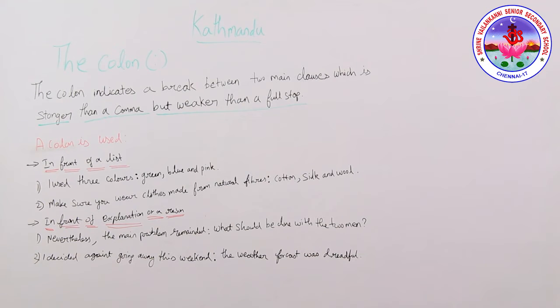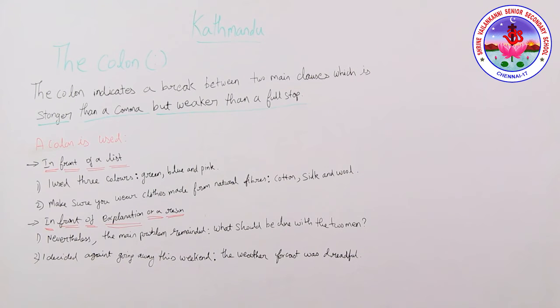Now, as you can see in the example itself, I've first written a colon is used and I've listed some of the examples, isn't it? So in front of a list, I used three colors: green, blue and pink. Before I list something, I will add a colon. The next one: make sure you wear clothes made from natural fibers: cotton, silk and wool.